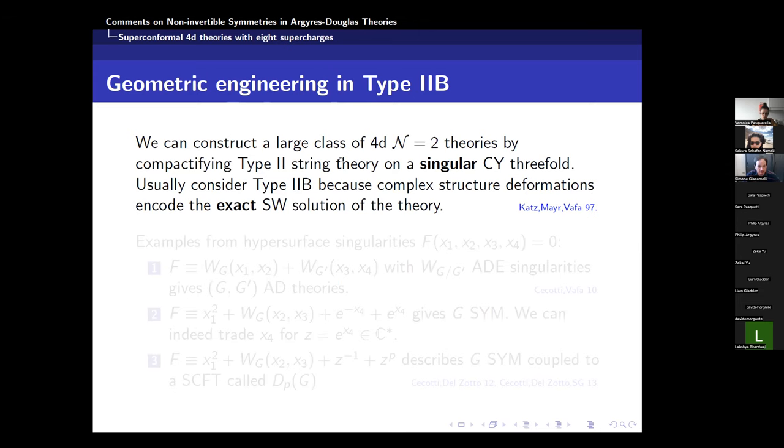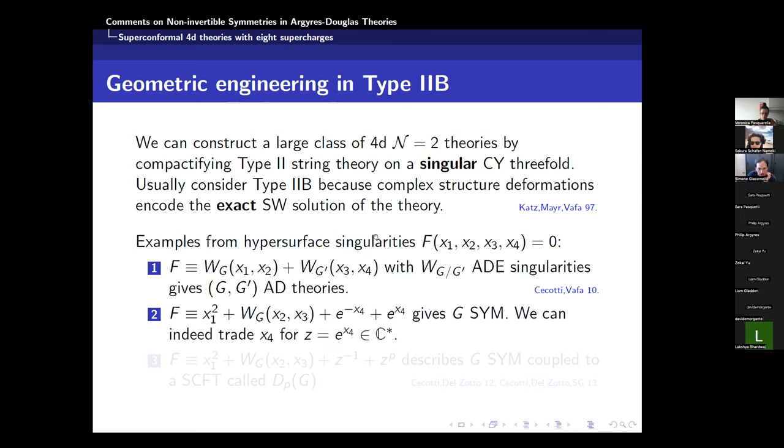So we consider type II string theory, we can compactify on a singular Calabi-Yau fourfold. We want it singular in order to decouple gravity and get a theory with rigid supersymmetry. We usually take type IIB because some complex structure deformations encode the exact Seiberg-Witten solution of the theory, so we can understand the quantum corrections just from classical geometry. There are several families of such theories which are well known. The most studied case is that of a hypersurface in C^4.